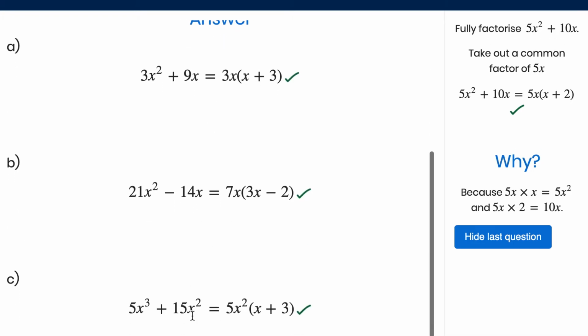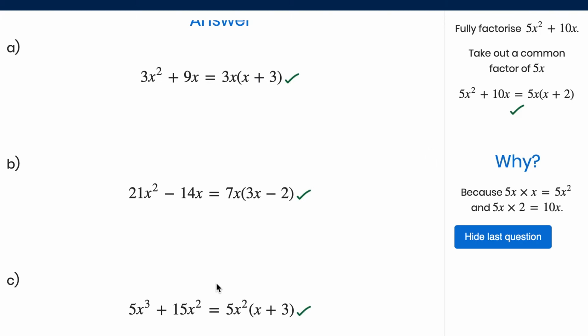Finally, for part C, 5 goes into both parts, and so does x squared, so we can take out 5x squared to get 5x squared times x plus 3 as the final answer. And that's because 5x squared times x is equal to 5x cubed, and 5x squared times 3 is equal to 15x squared.